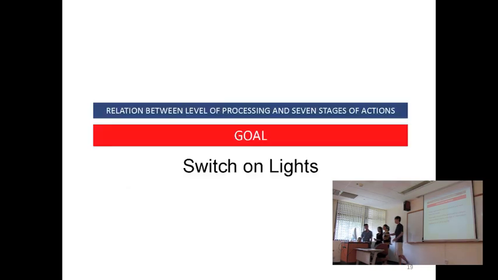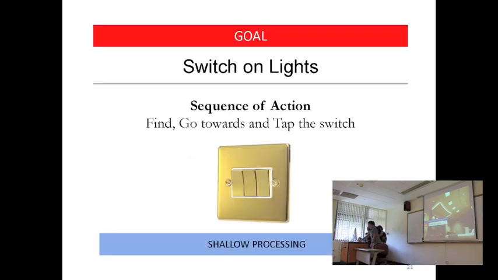So now we move on to some applications of levels of processing and how they can relate to real life. I'll be illustrating how these two, levels of processing and the seven stages of action, can be related to each other. To illustrate, I'll be using an example used by Norizainum just now, which is switching on the lights. Let me quickly refresh you about the execution part.